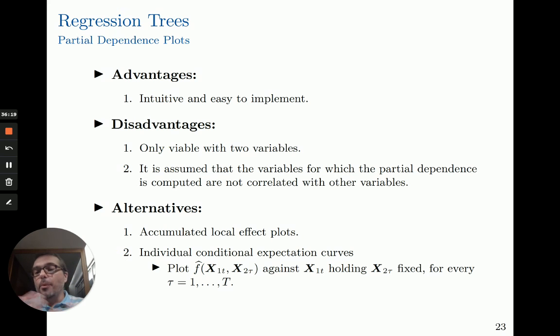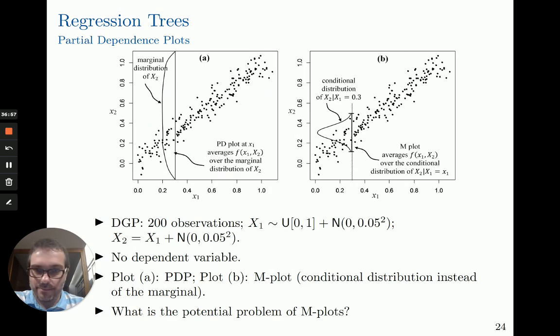So how do we overcome this drawback? We can use two alternatives. One is the accumulated local effect plots, or we can look at individual conditional expectation curves. Basically, we plot the partial dependence function against x1 by holding x2 fixed at tau for every value of tau. So we make lots of plots. Instead of marginalizing, we are holding one of these control variables fixed.